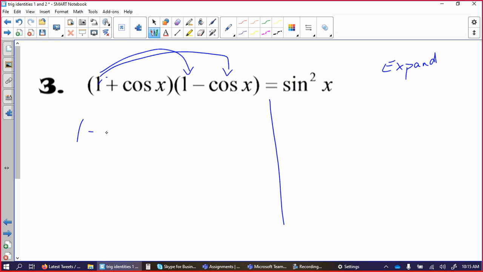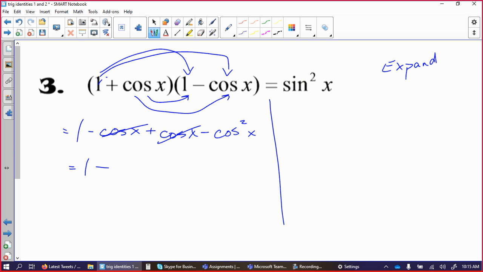1 times negative cos of x is minus cos x. Cos of x times 1 is cos of x. Positive cos of x times negative cos of x is negative cos squared x. The negative and the positive bits cancel. So I get down to here. Anytime I have a 1 and a sine, cos, tan, nope, I don't want to do that. I want to go back into my identities.